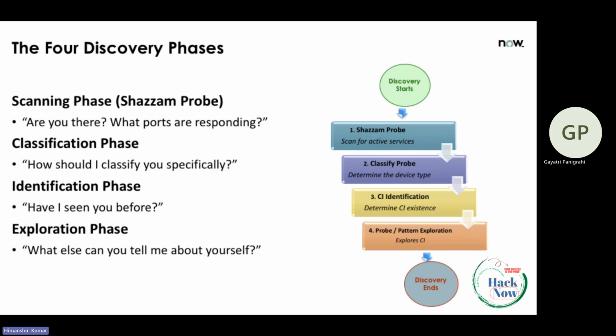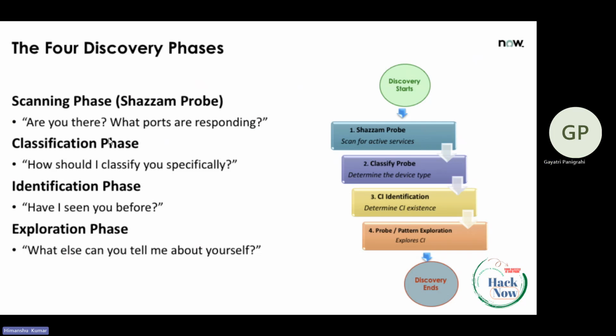First of all, my discovery will go to the scanning phase. In that scanning phase, the discovery tries to scan that IP to get the desirable port. For Linux, I need port 22 to be open on that machine so that it will revert back port 22. That's the same thing: what ports are responding.